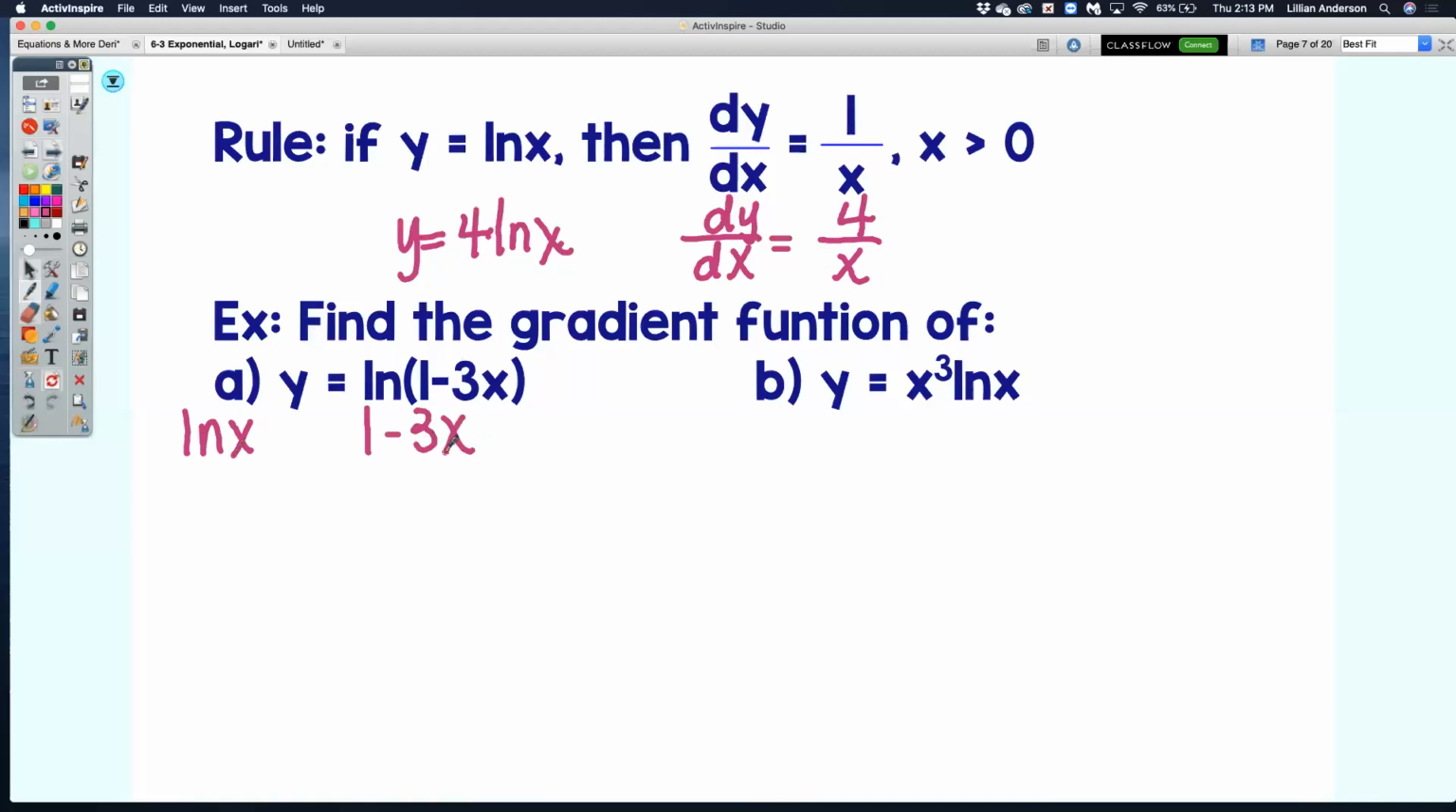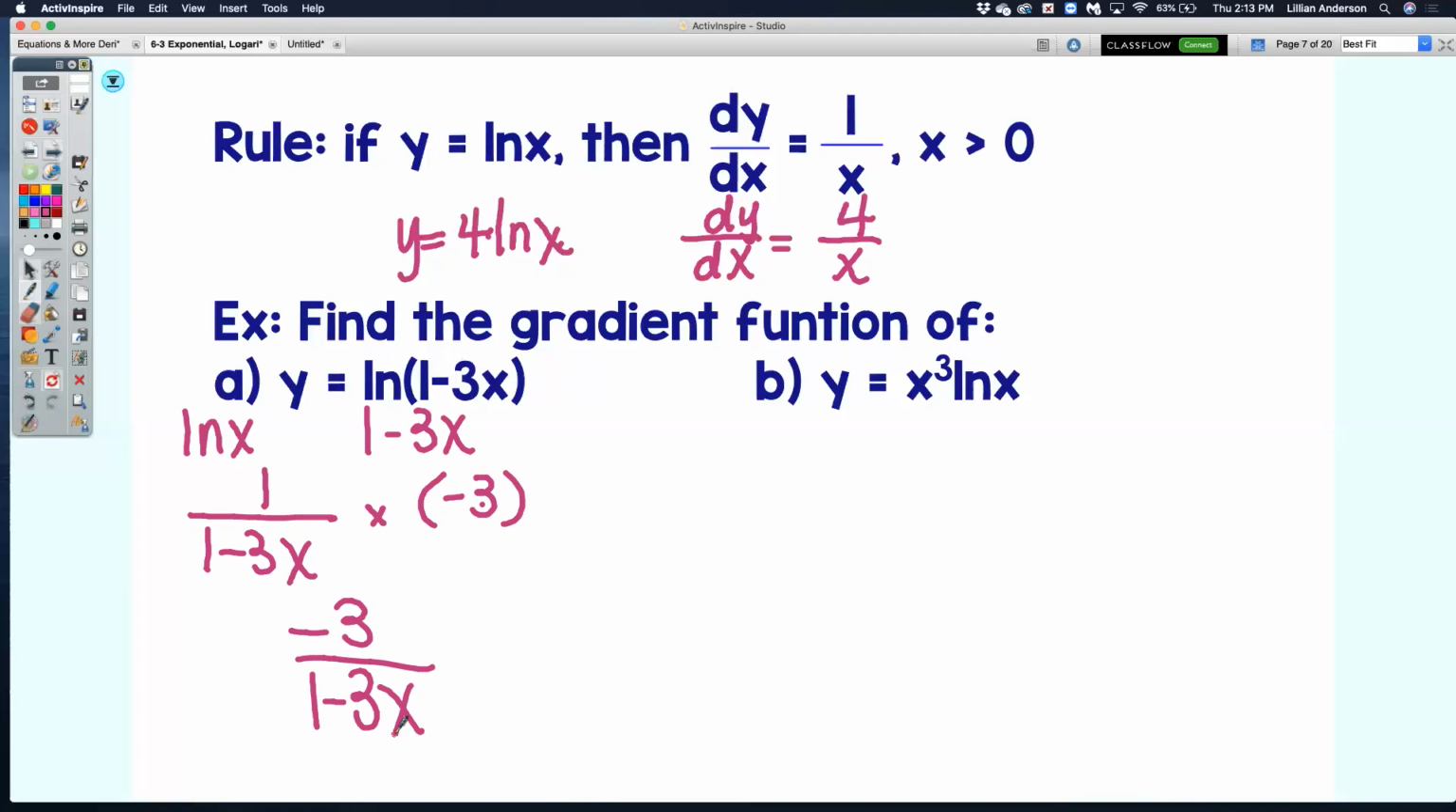So we know that the derivative of ln of x is 1 over x, but I don't write the x, I write the inside function. Then I need to multiply this by the derivative of the inside, which is 1 minus 3x. What's the derivative of that? Negative 3. So then I just multiply. My derivative is negative 3 over 1 minus 3x. Because it's the same thing as just saying negative 3 over 1. When I multiply fractions, multiply straight across.